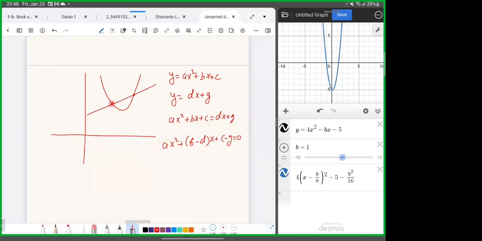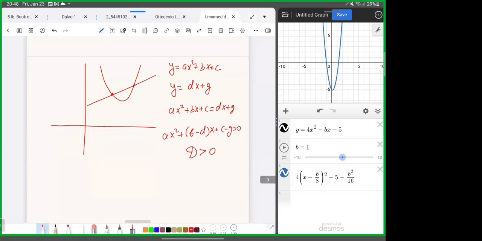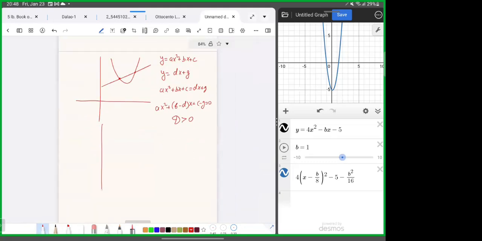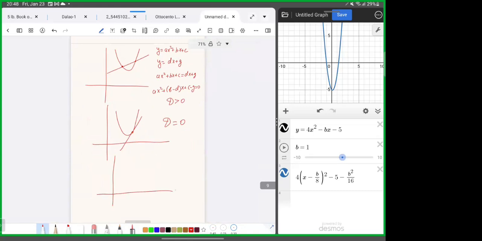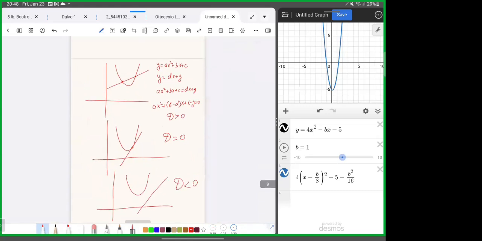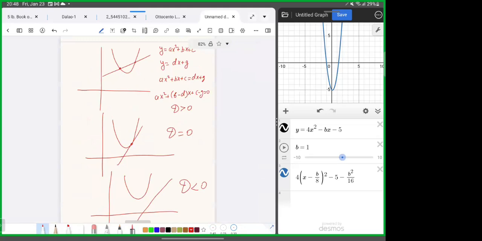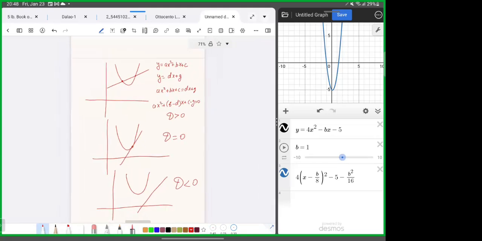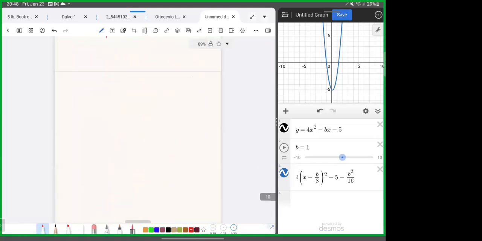If the question says that they intersect at 2 points, the discriminant will be greater than 0. When they intersect at only 1 point, the discriminant will be equal to 0. When the parabola and line do not intersect, the discriminant is less than 0. Like this.